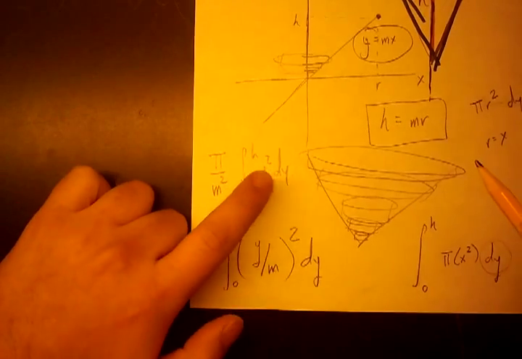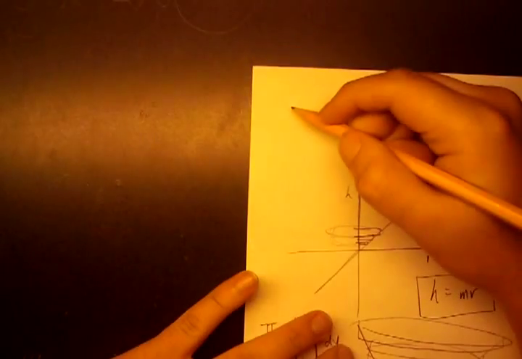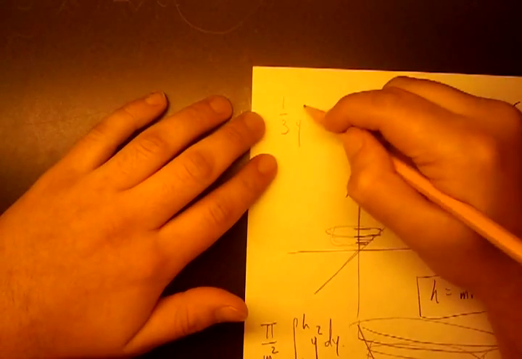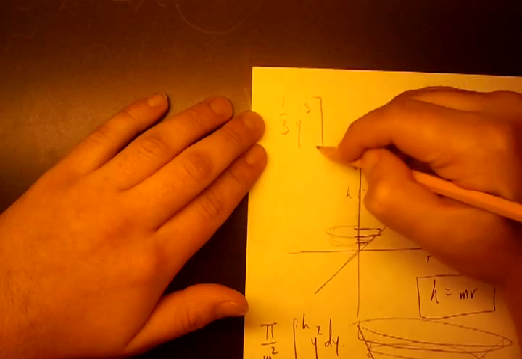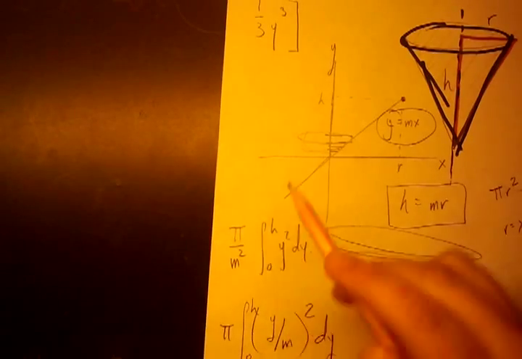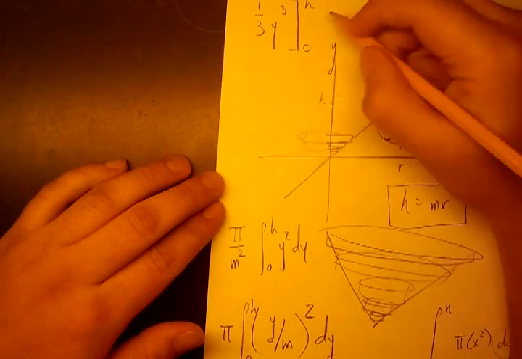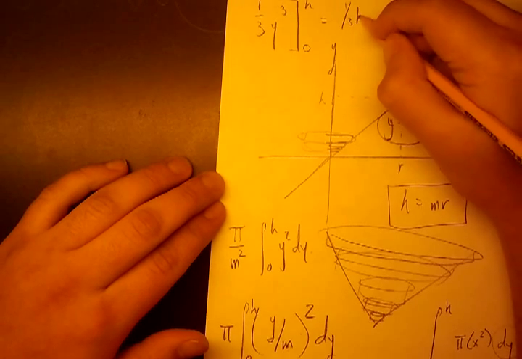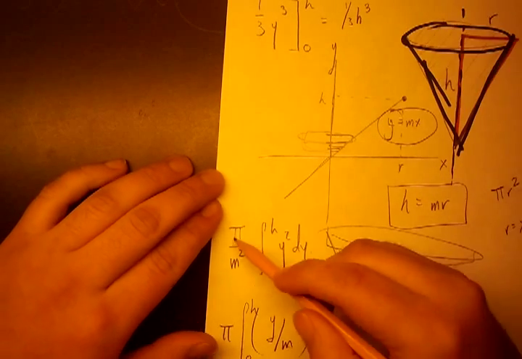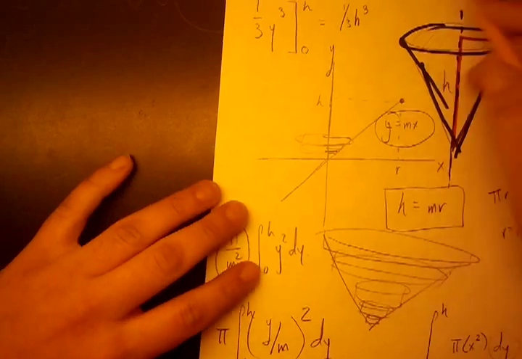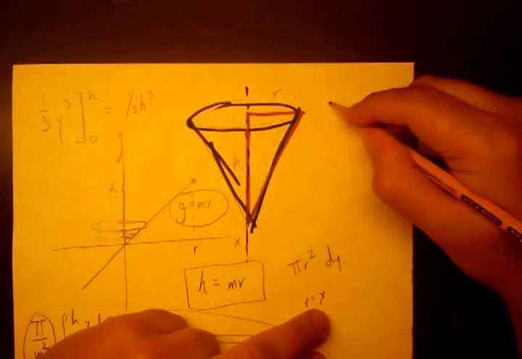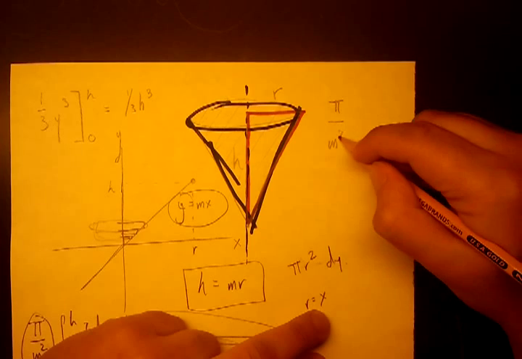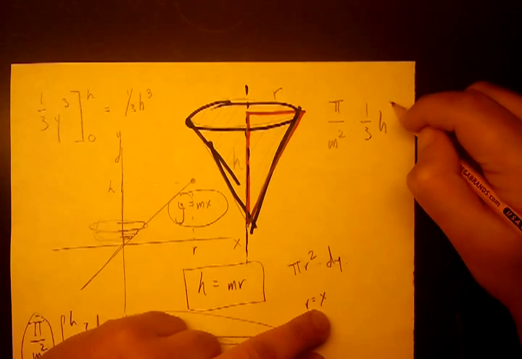And this is a simple integral to evaluate. It's simply, if we go up here, 1/3 y cubed evaluated from, if we look at our limits, 0 to h, and that ends up being 1/3 h cubed. Now don't forget the pi over m squared that was out here, so that becomes pi over m squared times 1/3 h cubed.